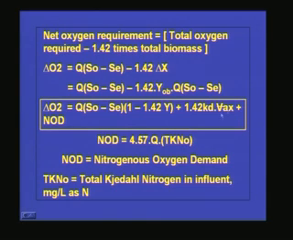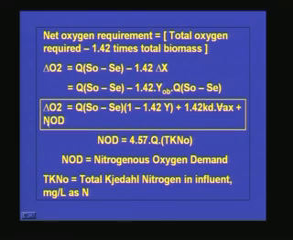So the same formula we have seen earlier, we can use the same thing. If we want to oxidize a particular amount of biomass, then we have to supply 1.42 units of oxygen per unit of biomass, that is why this is coming like this, and NOD is the nitrogenous oxygen demand.